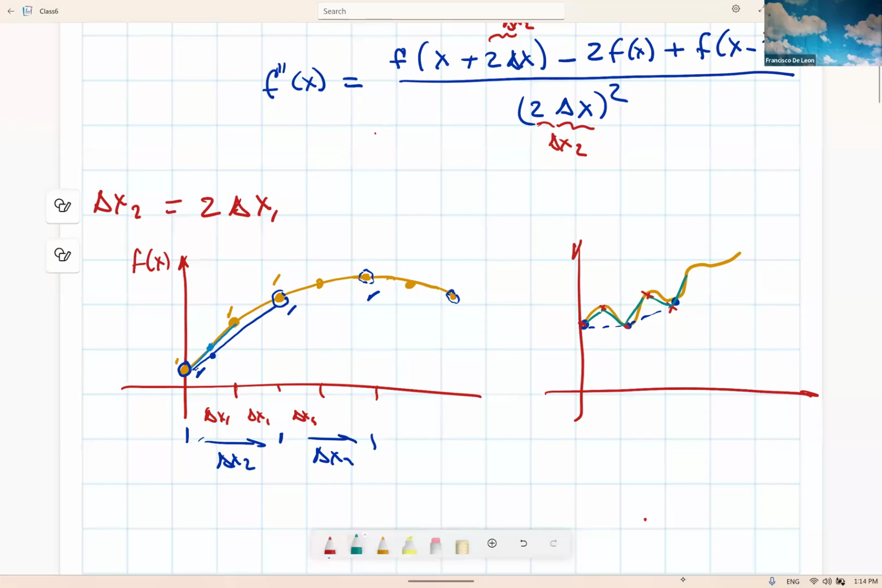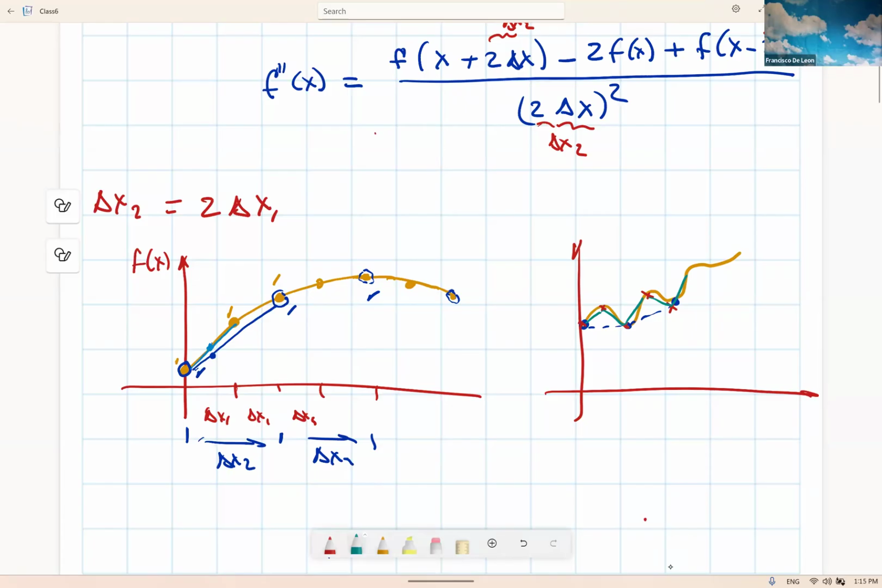So it all depends on what is your delta. The more variation the function has, the smaller needs to be your delta x. That's it. How good it is? Well, you need to take a look. So you have the plot of the function, and you need to take a look if you are discretizing it correctly.